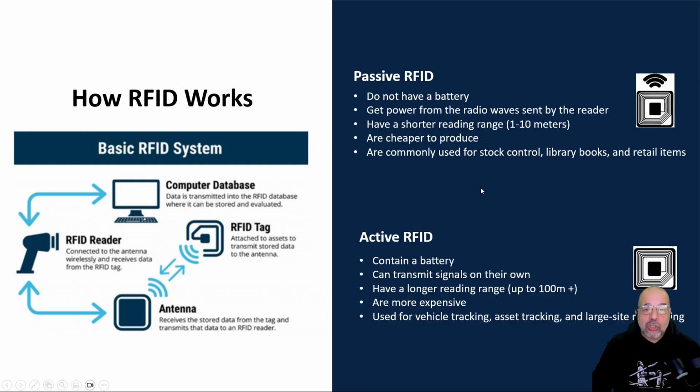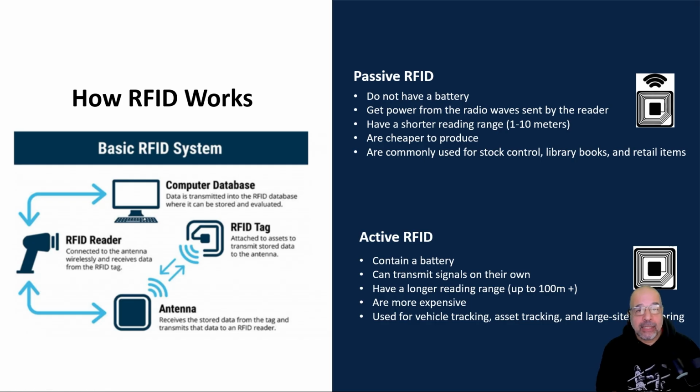Okay, now over here I've just got a short section about passive and active RFID. You don't really have anything in the syllabus which has any extra information about active RFID, but you do have to know about active RFID and what it is. So passive RFID essentially does not have a battery. It gets its power from radio waves sent by the reader. It has a short reading range of 1 to 10 meters, is cheaper to produce, and is commonly used for stock control, library books, and retail items.